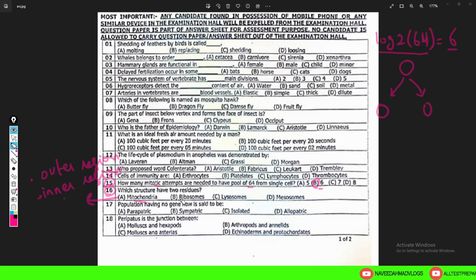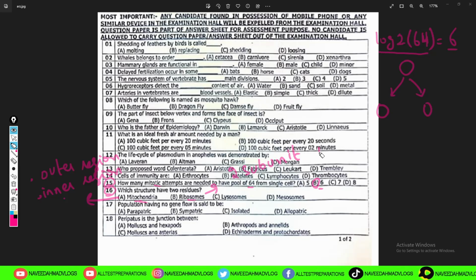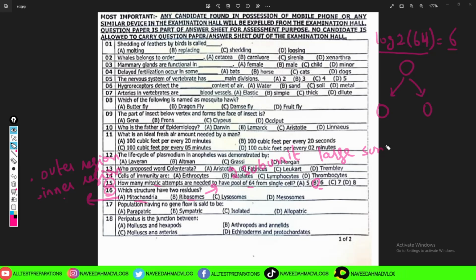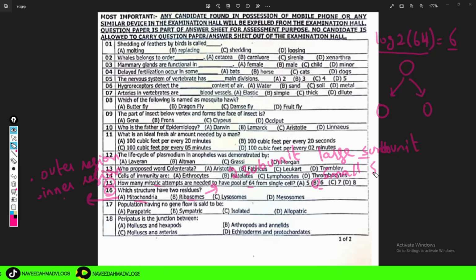Option B is ribosomes. Ribosomes also contain two subunits. The large subunit is responsible for peptide bond formation, and the small subunit is responsible for the binding of messenger RNA during translation. So it contains two units, the large subunit and small subunit, and this is a non-membranous organelle.